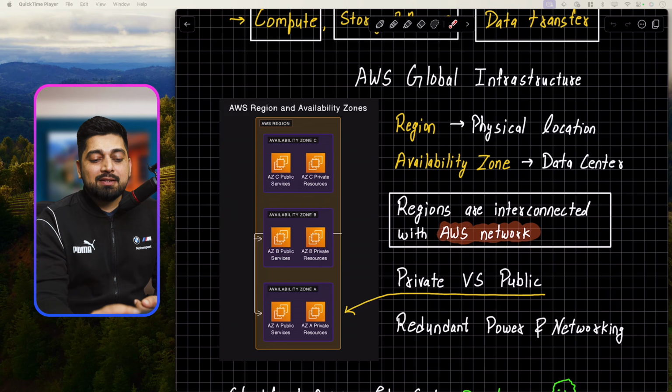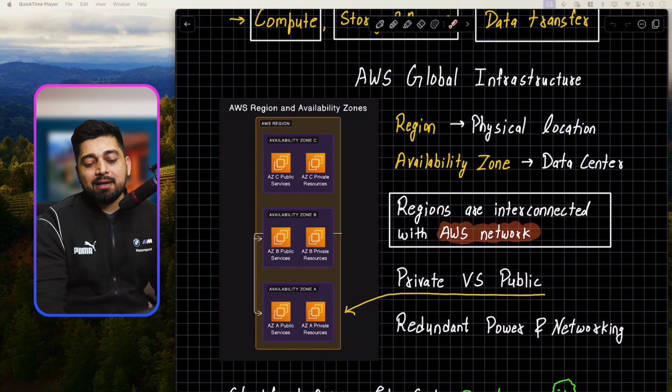Regions are interconnected with the AWS network. So this zone C and zone B, definitely they are connected internally with the AWS network. Always think from the hardware-first perspective. They are big actual wires which connect them, high speed wires. So always keep that in mind.